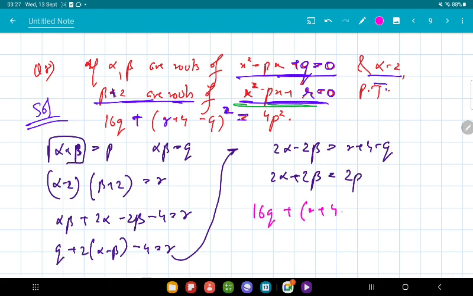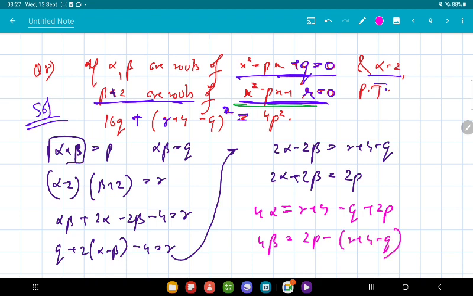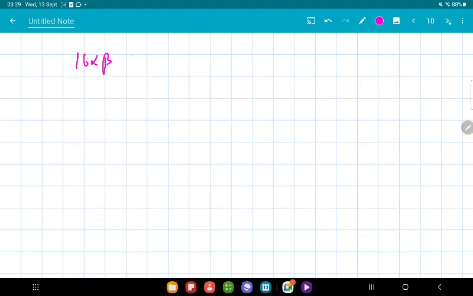Now then after I will use 16q plus r plus 4 minus q square, or what we can do with this LHS part of the question which we have to prove. Nothing, I think. Okay, let's do some other approach. 4 alpha is equals to r plus 4 minus q plus 2p. I hope I can write it down like this. Okay, then after, 4 beta is twice of p minus r plus 4 minus q. So on further solving this question, you will get 16 alpha beta, 4p square minus r plus 4 minus q whole square. So this is what you are getting.